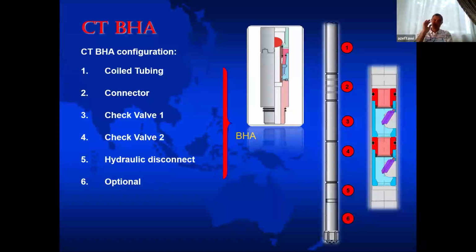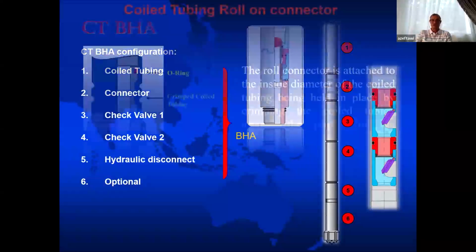So you put your connector, check valve 1, check valve 2, then hydraulic disconnect. These are the main four components. Then what you put else depends on the type of operation you have. But these are the main components you have to have with your BHA.